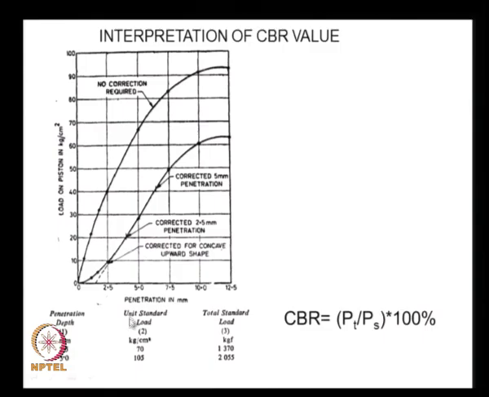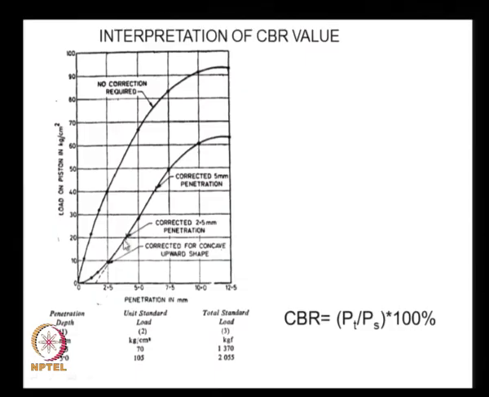something like this. On the x axis we have the penetration in millimeters, y axis the load in so many kilograms per centimeter square, and if we get a graph something like this where the load is linearly increasing with penetration, there is no initial correction that we apply. But sometimes because of initial imperfections in the compaction or in the loading, initially the pressure may not develop, and the pressure is slow to develop, and only after some time the pressure goes on increasing in linear proportion to the penetration.